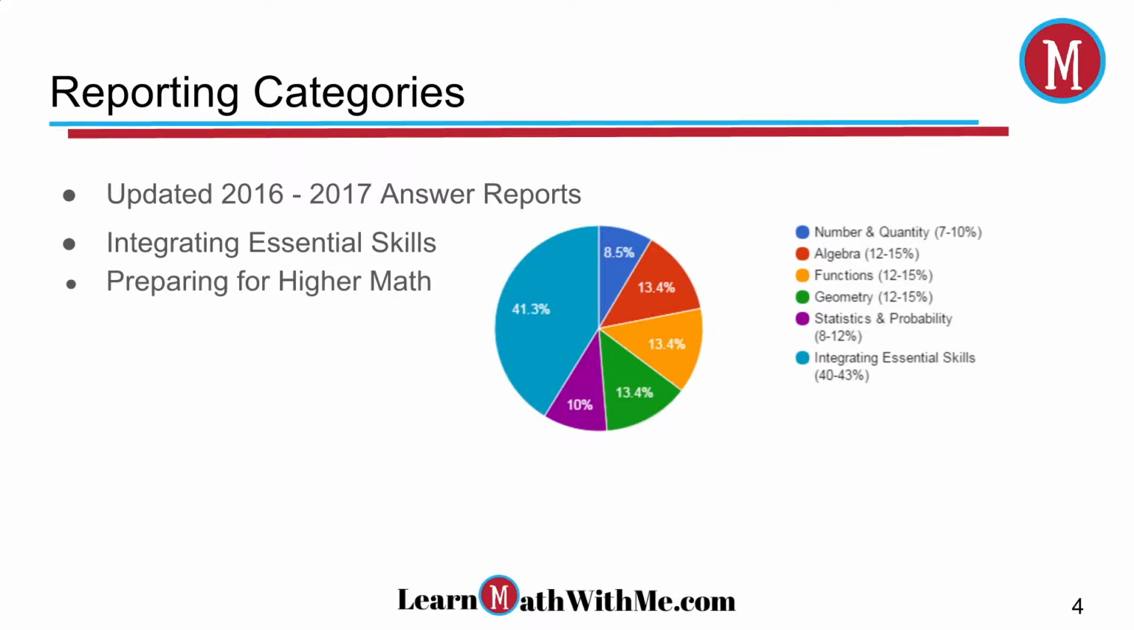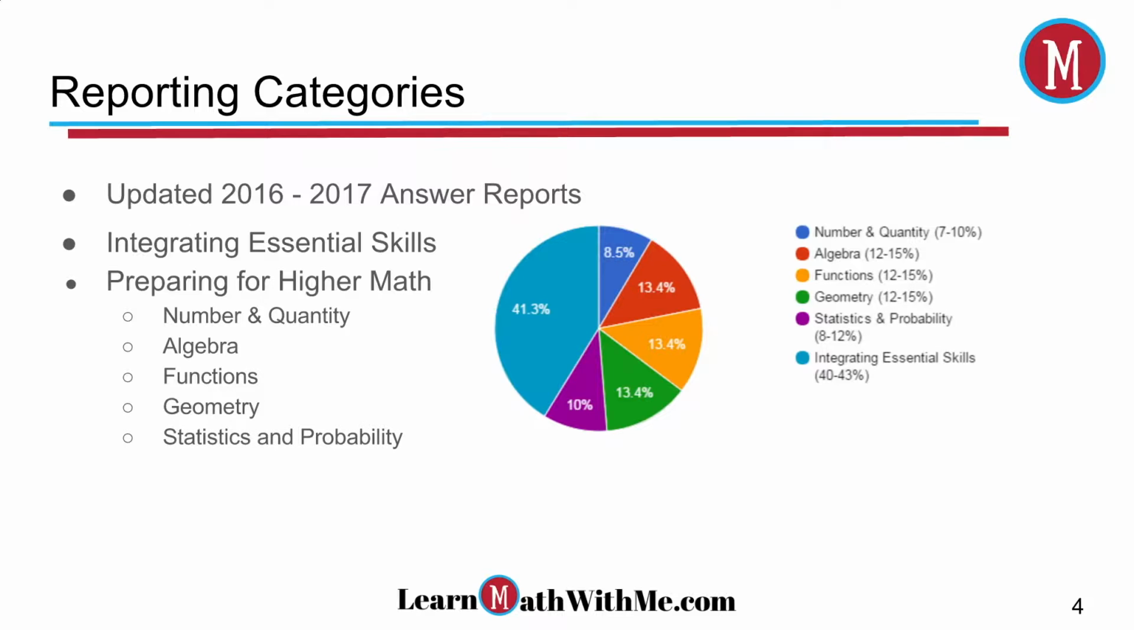The next major category section is labeled Preparing for Higher Math. Now within there are 5 different categories, including numbers and quantity, algebra, functions, geometry, and statistics and probability. Now this is going to include material that you've pretty much gained from Algebra 1, Algebra 2, geometry, those sort of classes. And they're going to be questions that are a little bit more in depth than the ones that you would have seen from the integrating essential skills. And you can see how those are broken up fairly evenly for the most part.